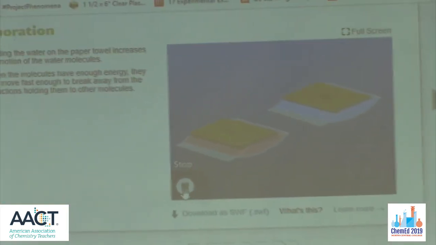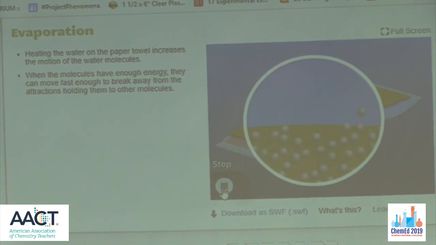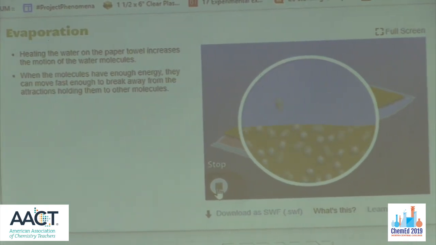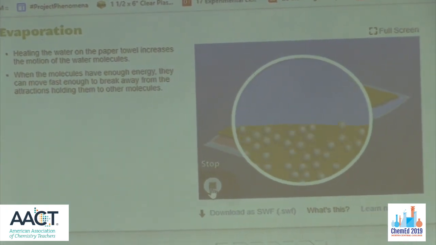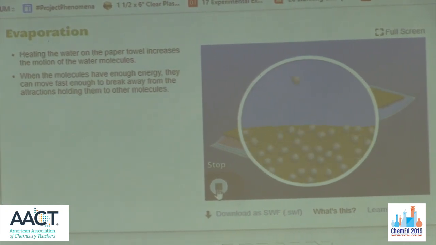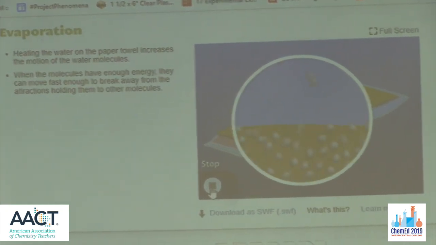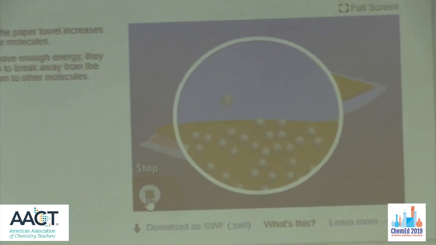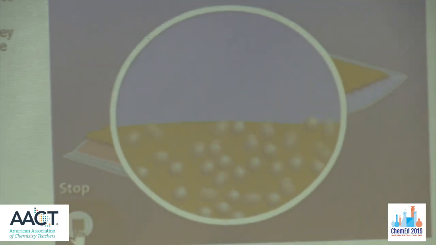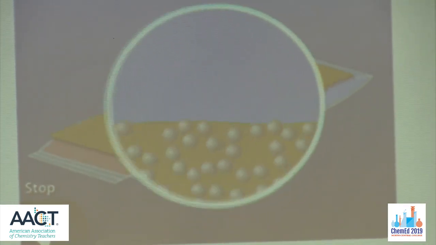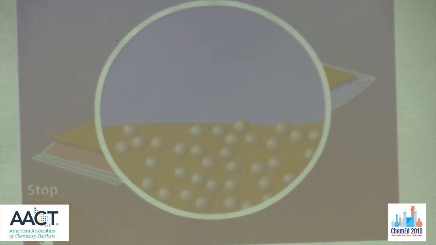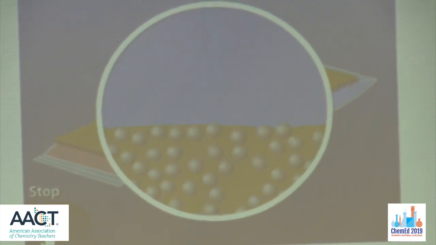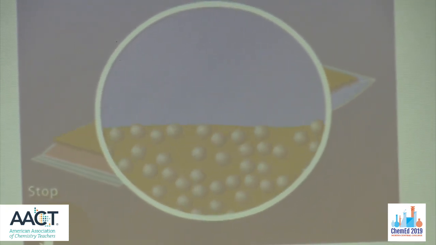So the hot bag is on the left, and the particles are moving very fast, and they're leaving the surface, like you said. And on the cold one, maybe we did a little too much hot here. Come on. And the cold one, they're moving more slowly. You have some evaporation, but it's at a slower rate.